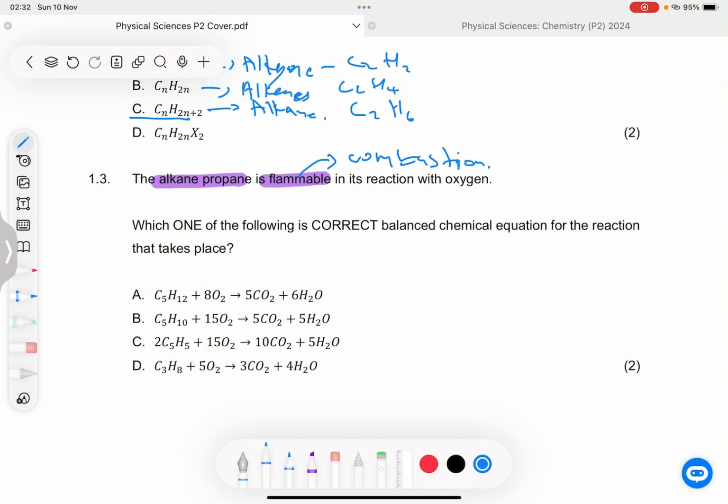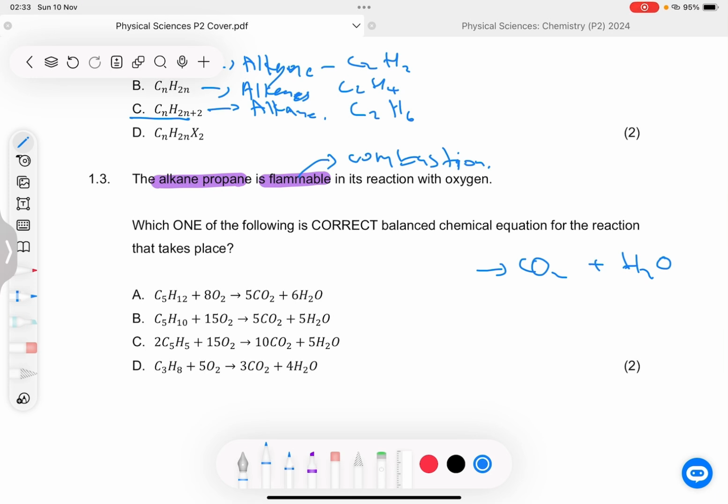We are dealing with a combustion reaction, right? And I believe that at this stage, we all know that combustion reactions always give us a product of carbon dioxide and water. That's how we identify combustion reactions. And propane is a very common type of gas that we use in our homes to cook. Gas stoves, they use propane, for instance.